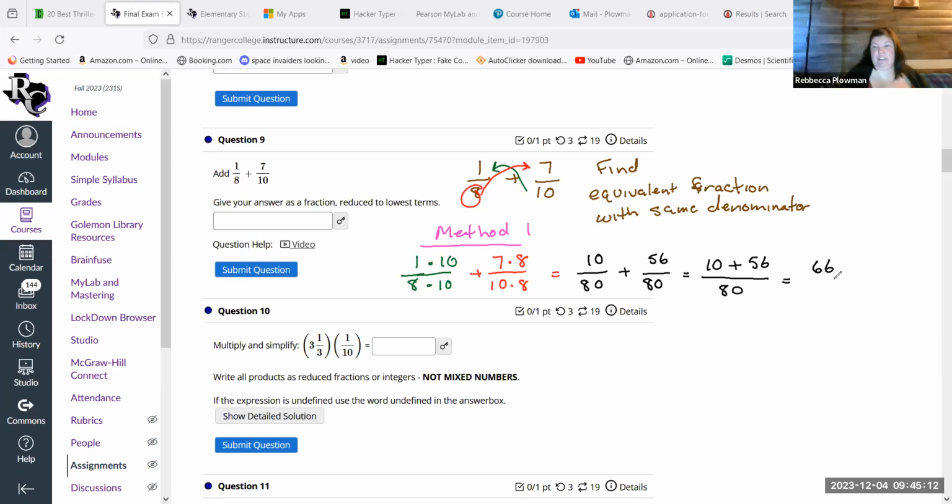And we end up with 66 over 80. So remember, when we have equivalent fractions, that's because they all reduce down to the same fraction. So 10 over 80 and 1 over 8 are equivalent fractions because I simplify them both down to 1 over 8 if I needed to. So this one, once again, we have to find an equivalent fraction. We have to simplify.